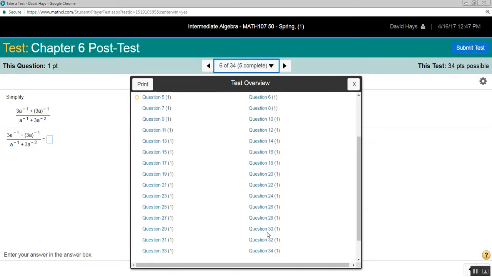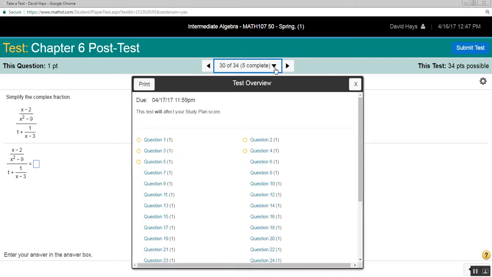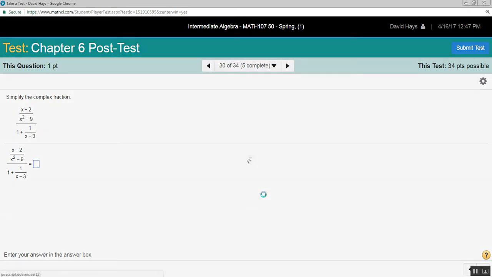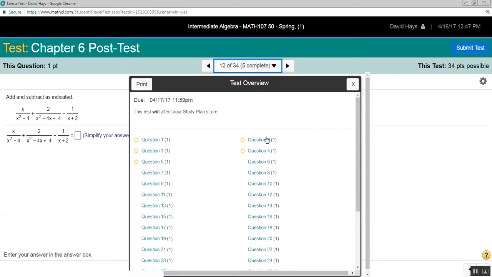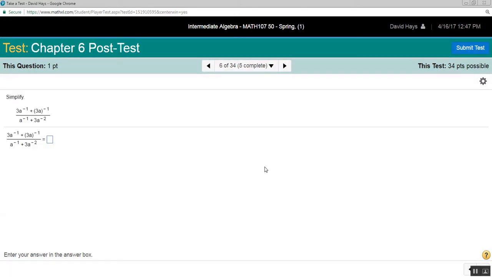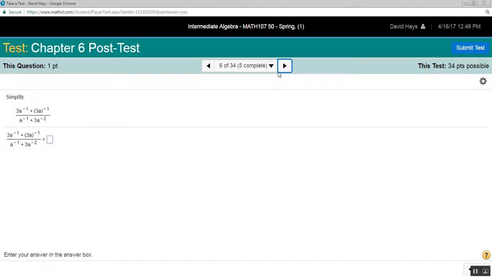What if I skip ahead? What are some of these? Looks like they're all rational functions. Okay, back to 6. I think I got the first 5 completed. Let's see. Yeah, I did finish that. Okay, so let's take a look at this one.